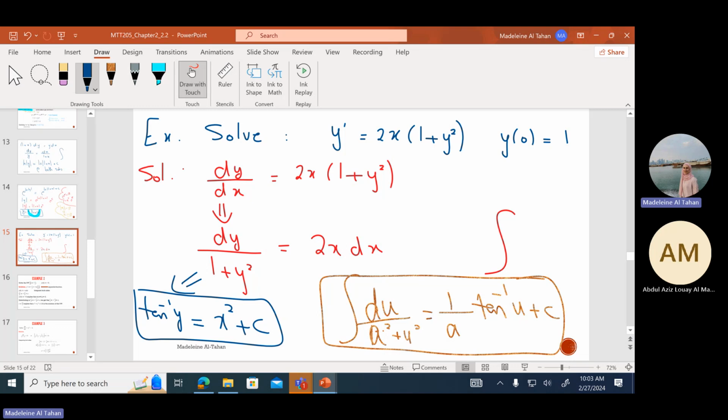Are we done? Are we asked here just to solve the differential equation, or is there something extra here? What do we have? An initial value. So when we have an initial value, what should we find? We have this initial value, so what should we find? C. So find C.